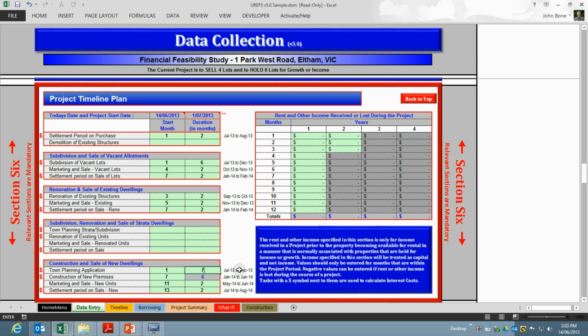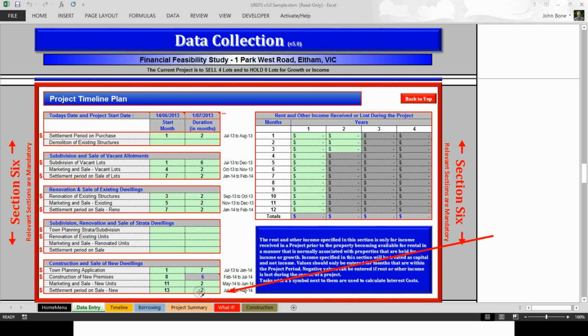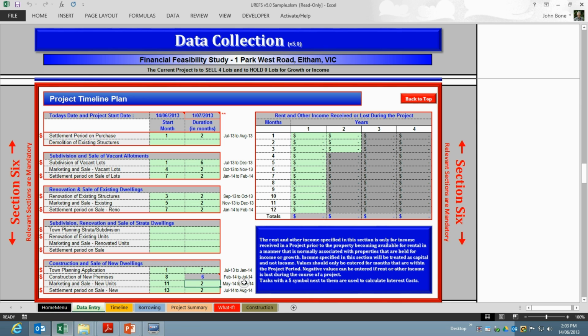The construction would immediately follow in month 8, and take approximately 6 months. While doing the construction we would start a marketing campaign, and therefore the marketing start month would be during the construction process and take an anticipated 4 months. Following the marketing campaign and the completion of construction, our settlement on sale would start in month 14 and take an anticipated 2 months. As usual, if there is no construction in the project, then all of these fields can be left blank.